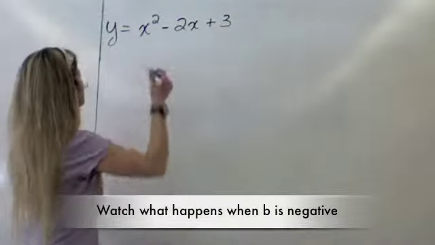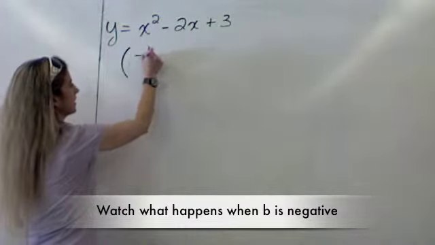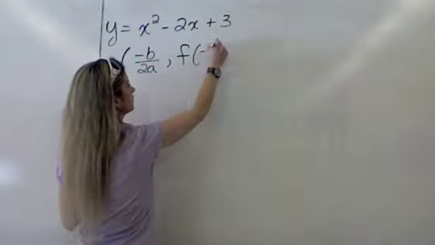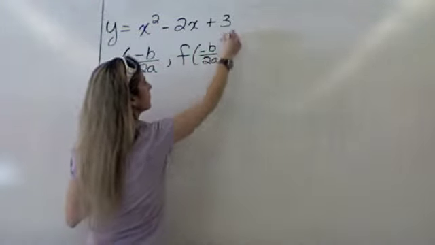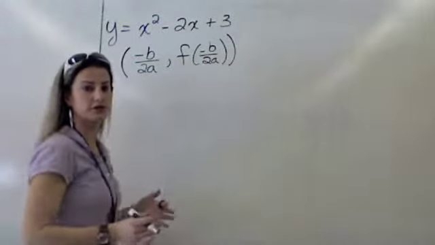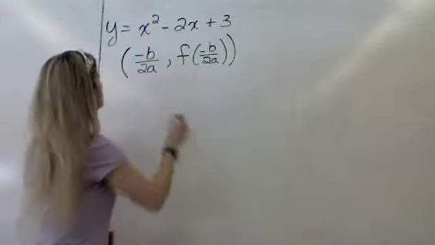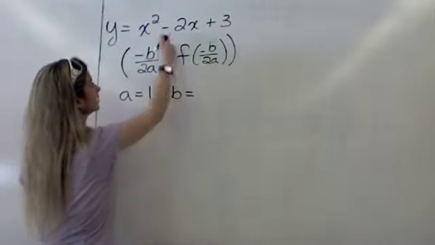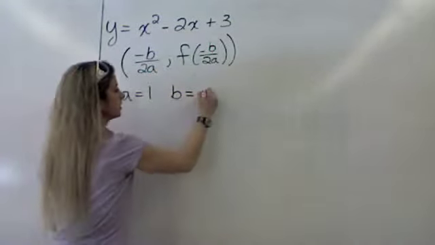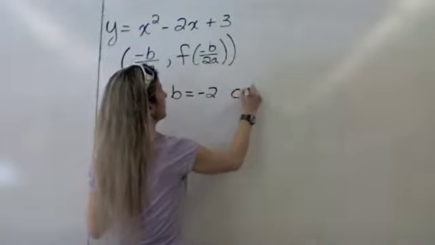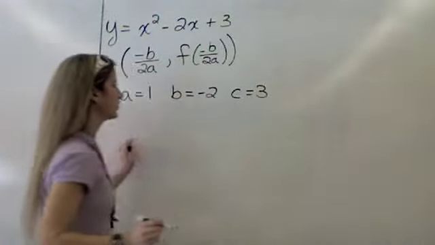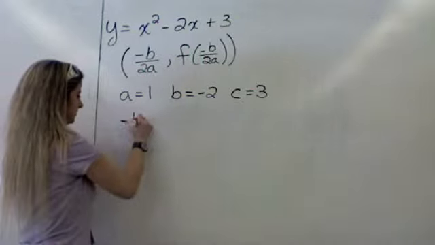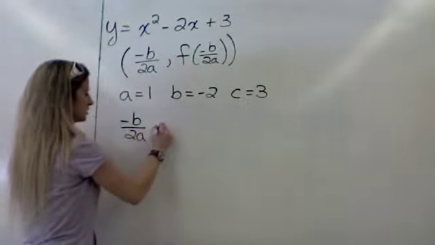Let's try this one out. So we know the vertex is located at the opposite of b over 2a, comma, f of the opposite of b over 2a. And then I said the first thing to do is make sure you label your A, B, and C. So A equals 1, B equals negative 2, and C equals 3. So we know that the x-coordinate of our vertex is the opposite of b over 2a.